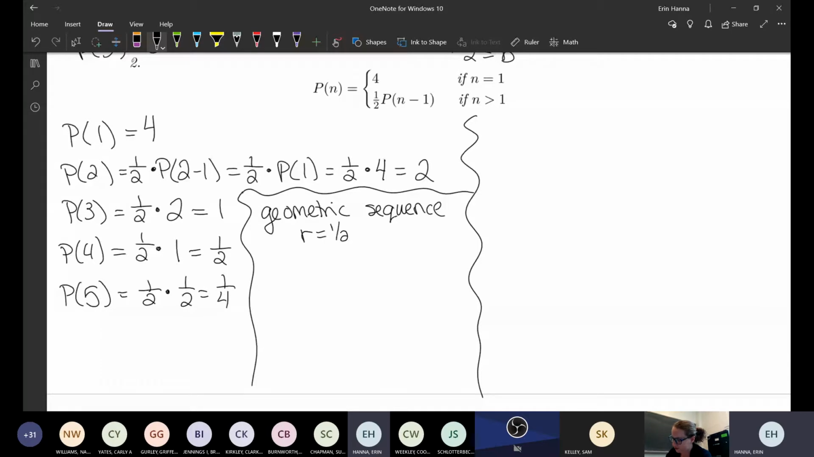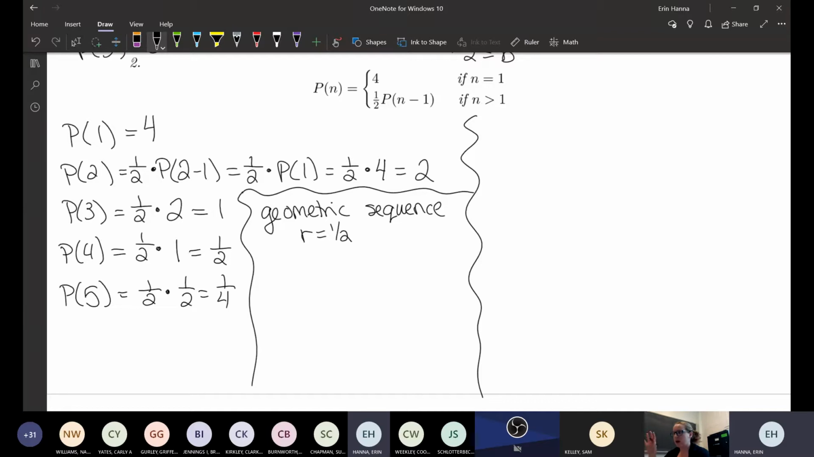Where r is going to be equal to 1/2. Remember, r is the common ratio, which we're multiplying by the terms. So you wouldn't say r equals 2 and think about it as, well, I divided by 2. It always needs to be that r is the value you multiply. So if you would divide by 2, your r has to be 1/2.